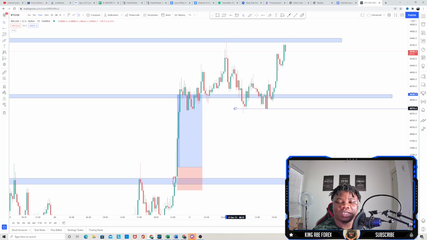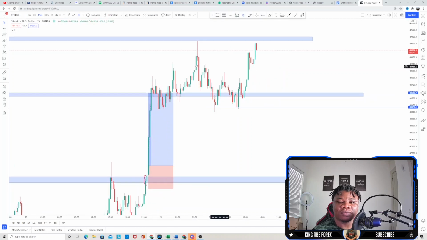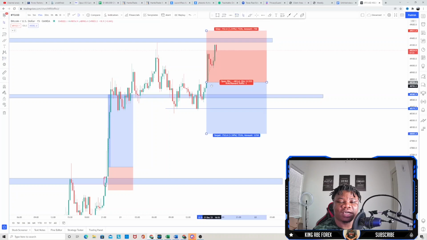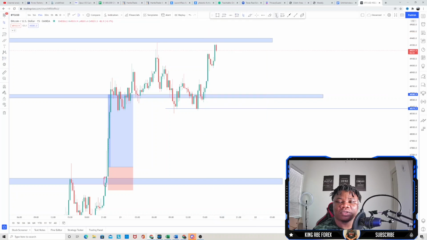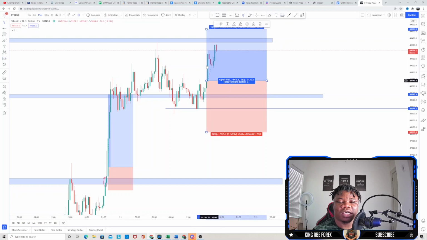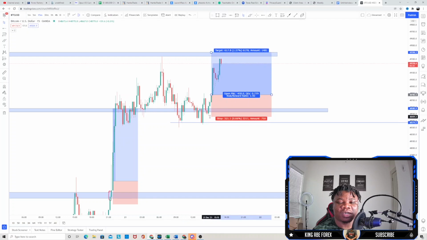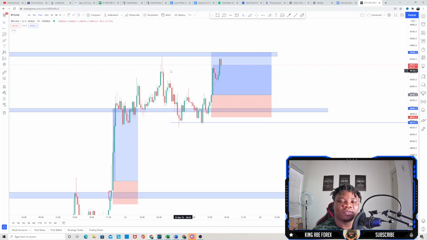Now if you were not in this trade initially, you could have got in this trade. So you could have got in this trade when it broke this previous high. You could have got in this trade right over here, somewhere over here, and now you would have had the take profit at the high that we marked previously. Now you could have had your take profit over here, and stop loss could be right below this zone over here, and now you would just be waiting for your take profit to get smashed.